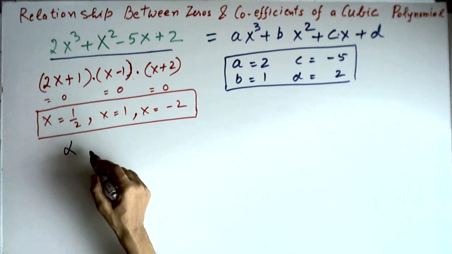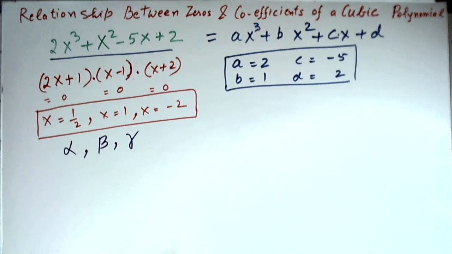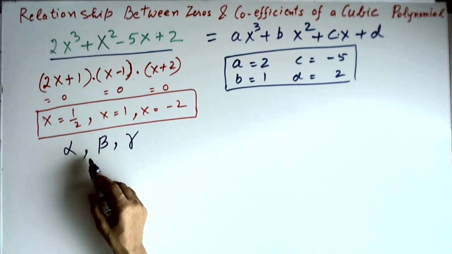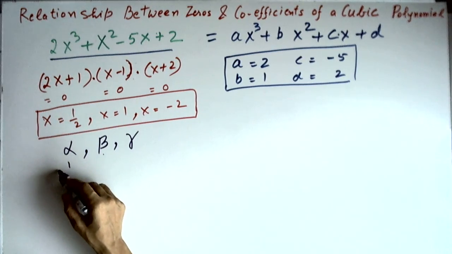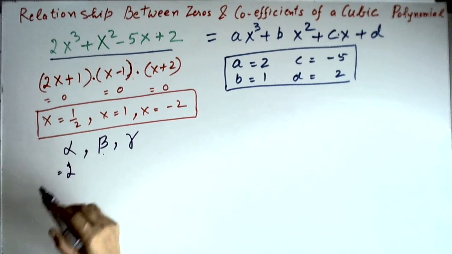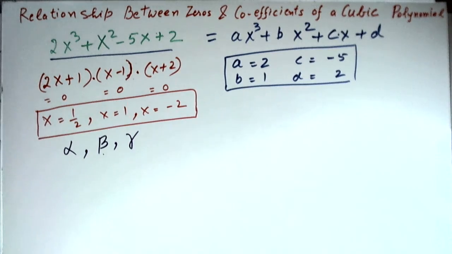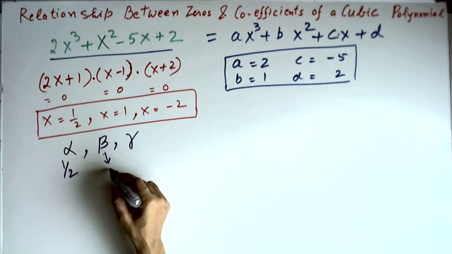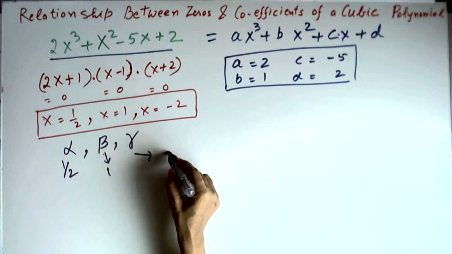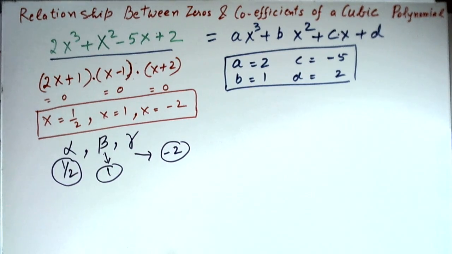Now for determining the relationship between zeros and coefficients, we represent the zeros by the Greek letters alpha, beta and gamma. So these are the ABC of the Greek alphabet, pronounced and written as alpha, beta and gamma. So alpha is equal to 1 by 2, beta is equal to 1 and gamma is equal to minus 2. So these are the 3 zeros of the polynomial.